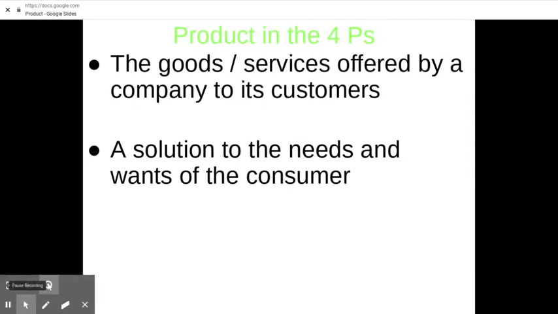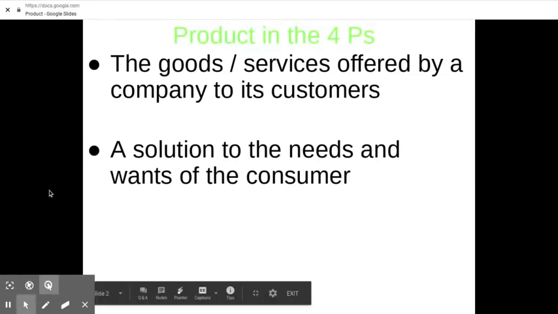As I was saying, the consumer has a problem. Their problem is their needs and wants. We have the solution to their problem. That is our product. Our product either being our goods or services that we are offering.